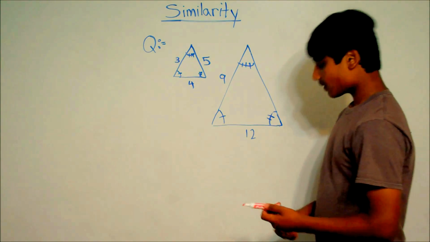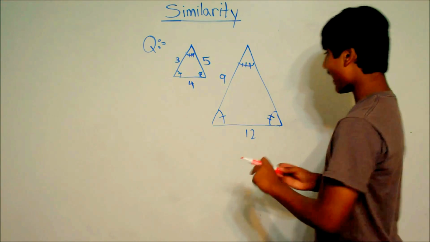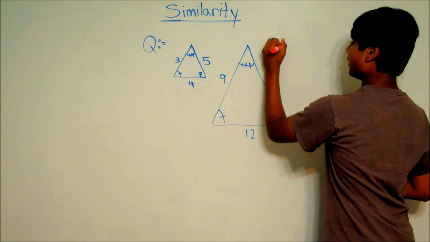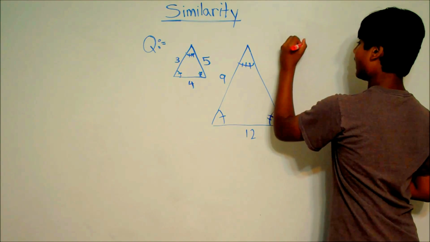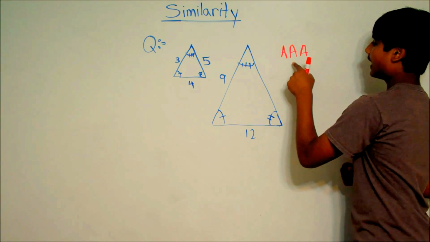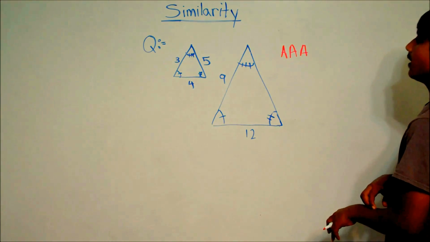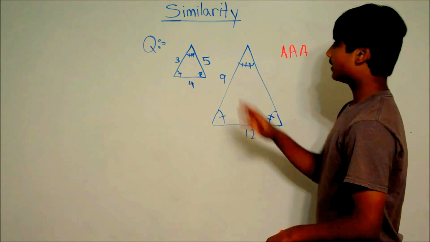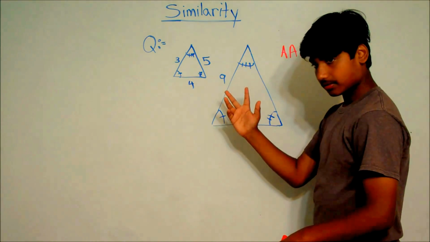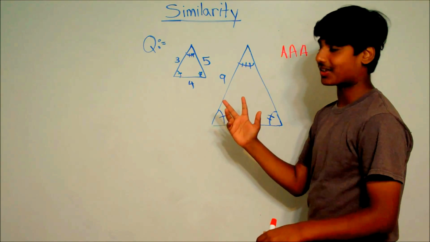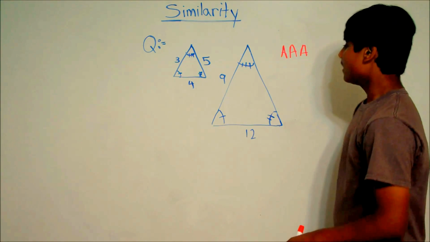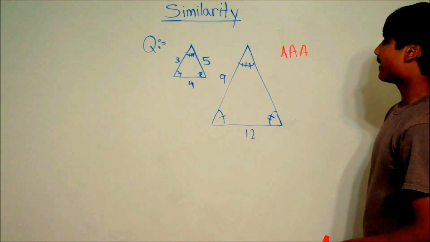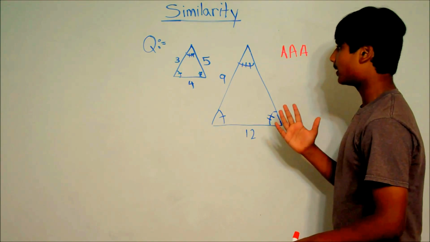So, we know that by the AAA conjecture, otherwise known as the angle conjecture, these two triangles are similar.